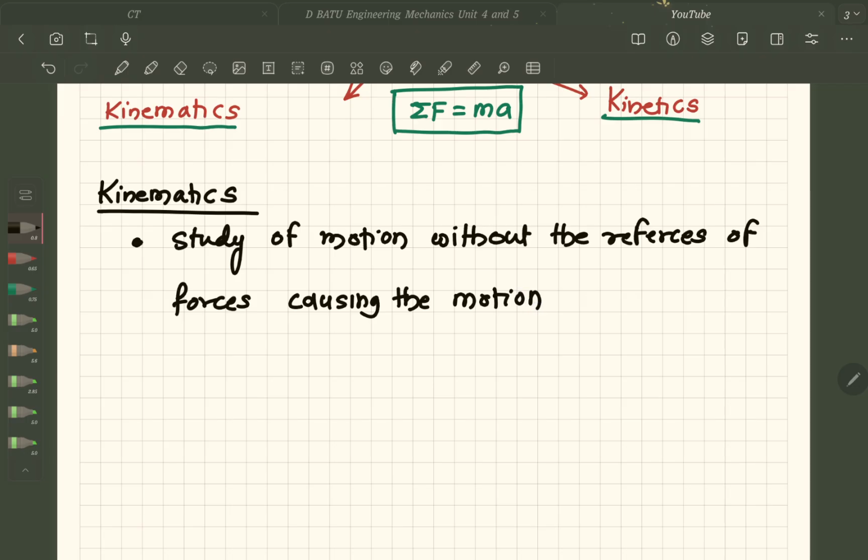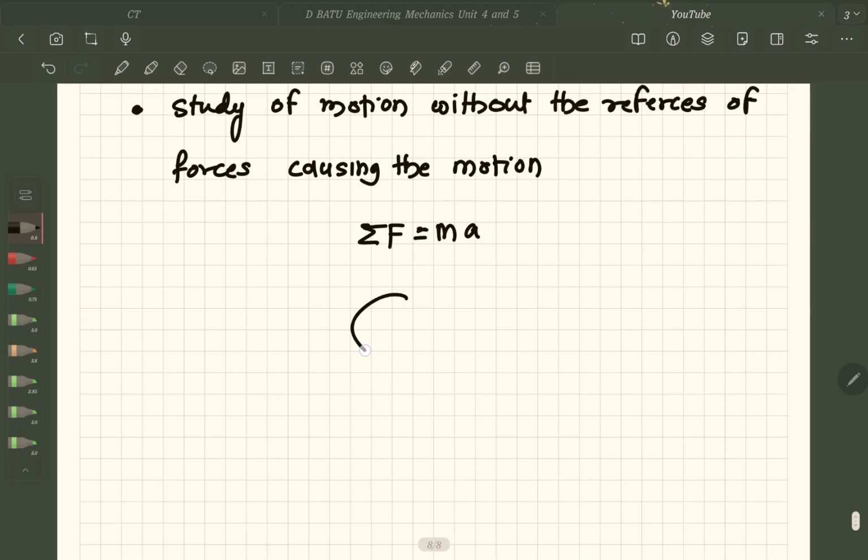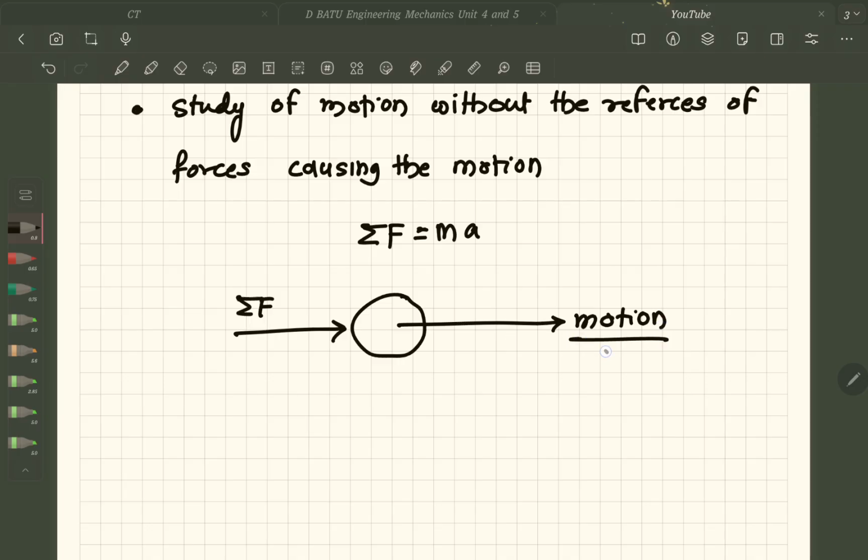What does that mean? When I consider the definition with respect to Newton's second law, if I write this as summation of F equals ma, any object which is subjected to any kind of forces, this is the summation of forces, there might be a number of forces acting on this object. Because of these forces, the object is going to move in this direction with certain velocity and certain acceleration. Now when I am considering only the acceleration or velocity part of it, I am considering only the right hand side of the equation. That means I am not considering the summation F part of this equation. I am considering only ma.